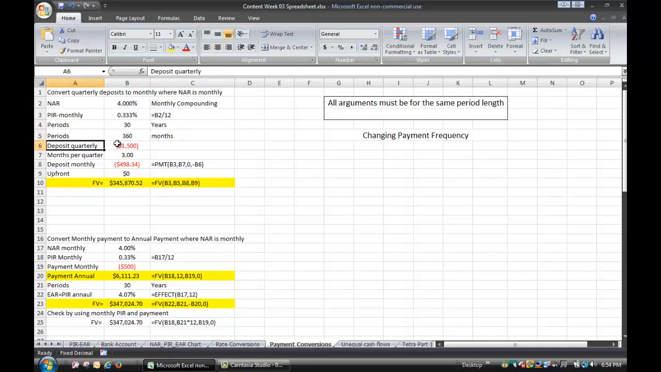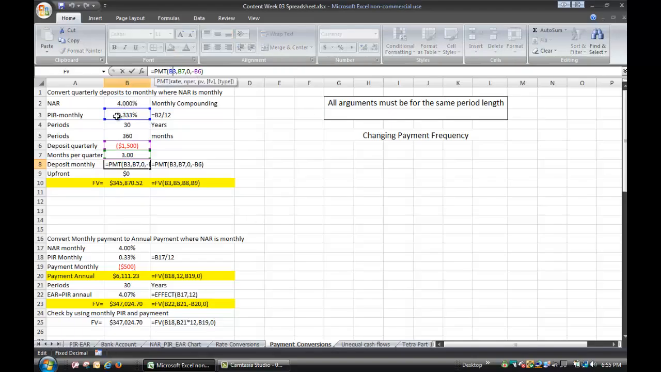But our problem is we have a $1,500 quarterly deposit, and we need a monthly deposit. So we need to split that into parts. You split using the payment function. And to do that, since we're going to months, we need to have a monthly PIR, which is simply the NAR monthly divided by 12. 0.33, many more threes percentage wise, and go down to the payment function.